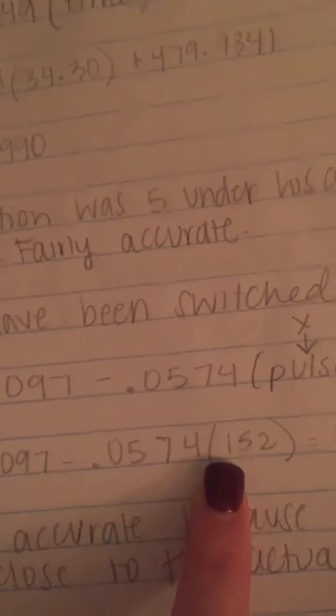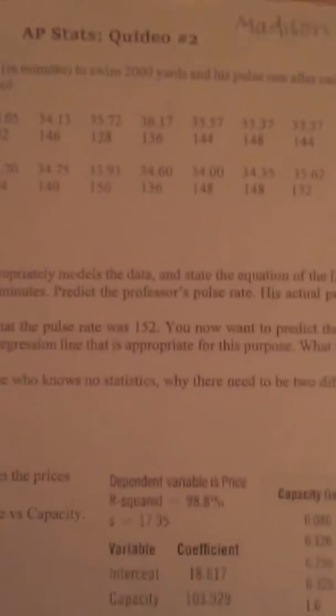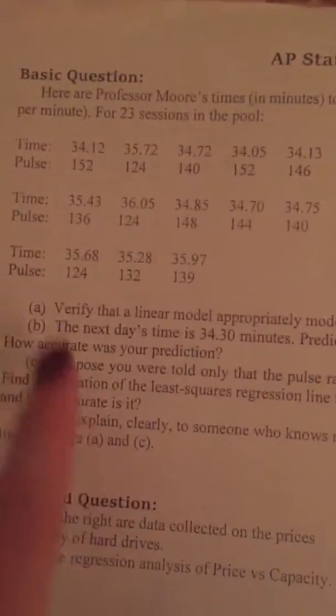So what I do is I plug 152 in for my x, and it gives me 34.372 minutes, which was very close to the 34.30. So yes, it's very accurate. It asks us to say how accurate it is. It is very accurate.